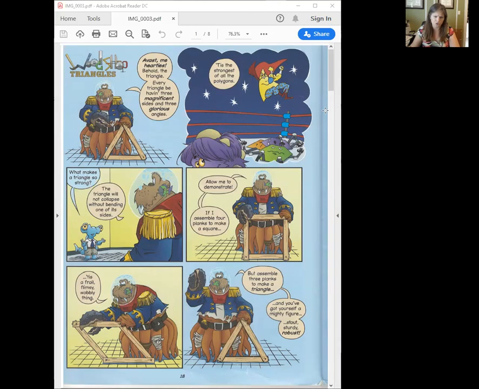Allow me to demonstrate. If I assemble 4 planks to make a square, 'tis a frail, flimsy, wobbly thing. But assemble 3 planks to make a triangle, and you got yourself a mighty figure, stout, sturdy, robust.